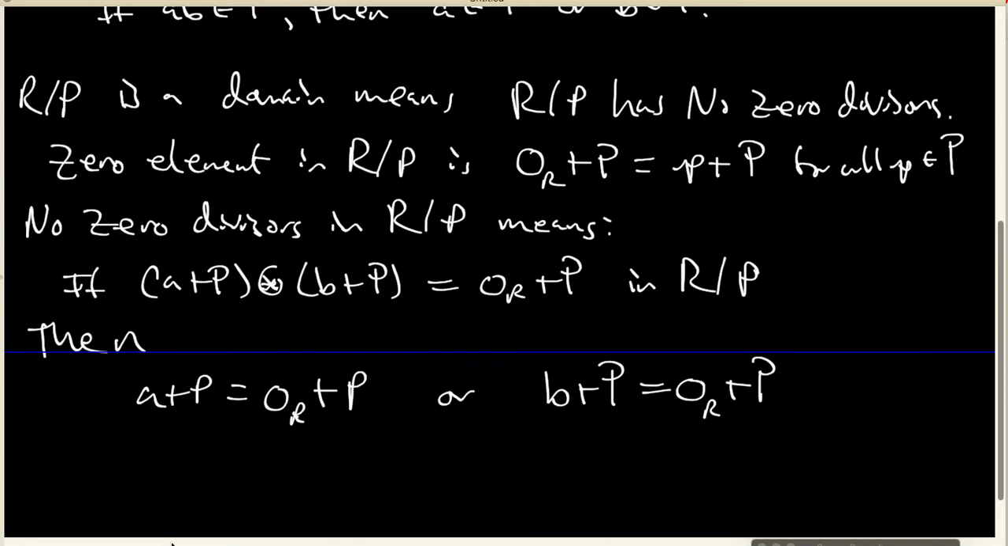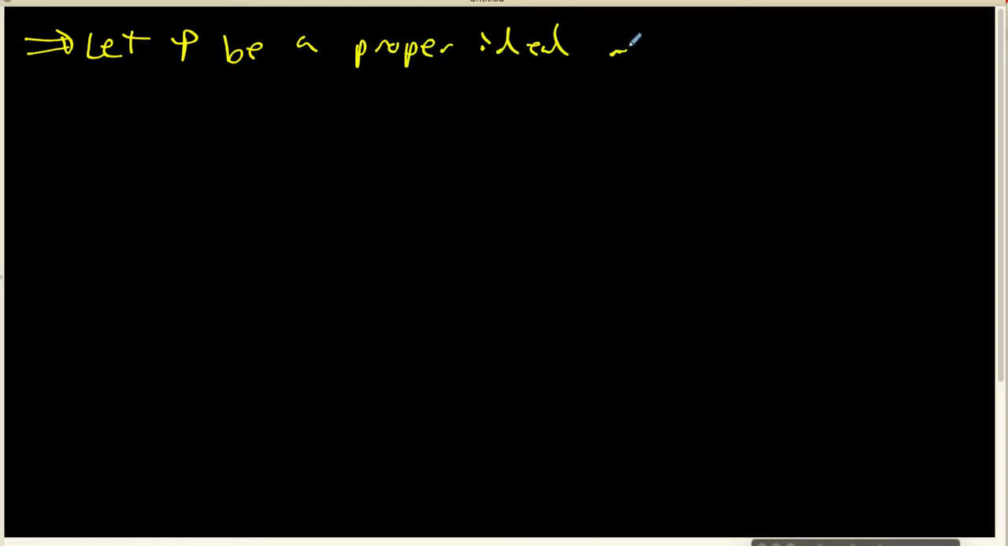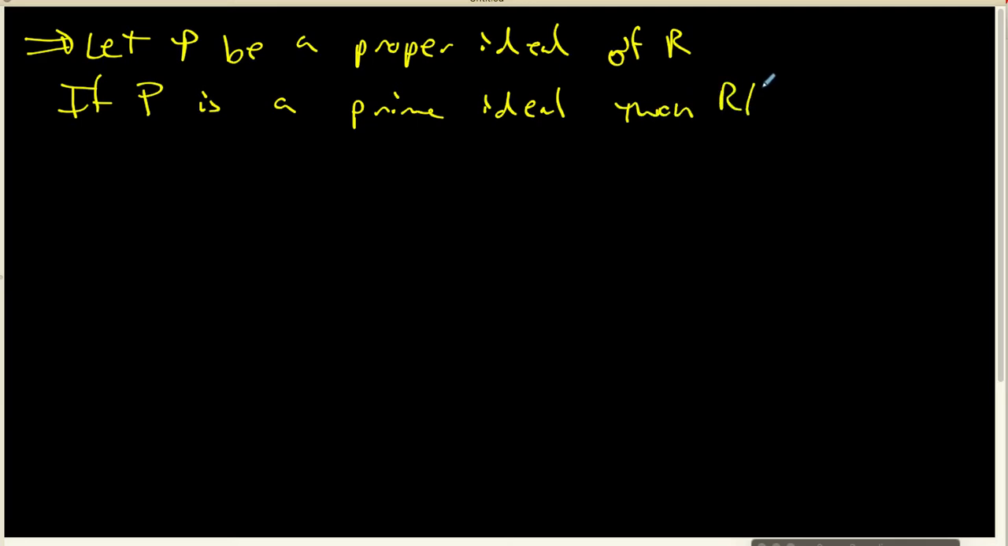At this point, we're now ready to look at the proof of the first direction, the forward direction of our theorem. So the forward direction, first of all, I want to state it. The statement is, let's let P be a proper ideal of the ring R. If P is a prime ideal, then the quotient ring is a domain.